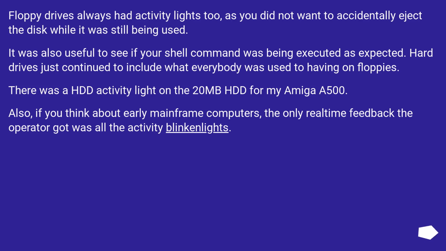Floppy drives always had activity lights too, as you did not want to accidentally eject the disk while it was still being used. It was also useful to see if your shell command was being executed as expected. Hard drives just continued to include what everybody was used to having on floppies. There was an HDD activity light on the 20 MB HDD from my Amiga A500. Also, if you think about early mainframe computers, the only real-time feedback the operator got was all the blinking activity lights.